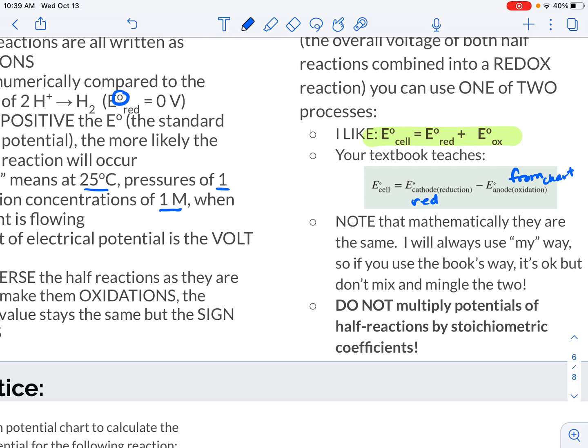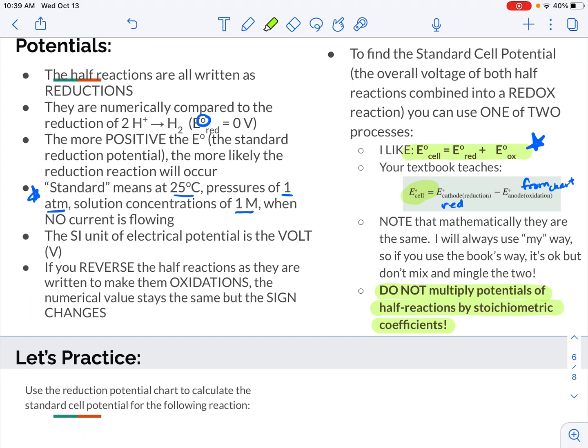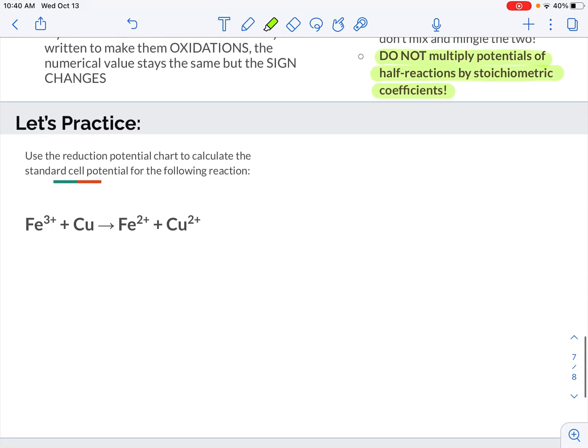So pick your method. I will always do it, E reduction plus E oxidation. And I find that easier. If you like it better the other way, then you can do it the other way, but don't mix and mingle the 2 or you'll be really confused, okay? And something that's really important is that we do not multiply the potentials of half reactions by stoichiometric coefficients when we combine them to give us our cell potential. Okay, so this is the only time I think in your life that you won't worry about those coefficients, but we don't do that. So I'm going to do a couple of really quick examples so that you can see them. You can add them to your targets, and we'll kind of go from there.